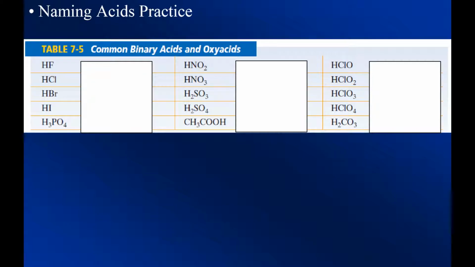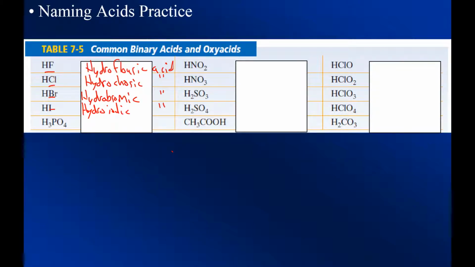First of all, these are all halogen acids. So HF is going to be hydrofluoric acid. Next one, HCl is going to be hydrochloric acid. Next one, hydrobromic acid. And the next one, HI, is hydroiodic acid.